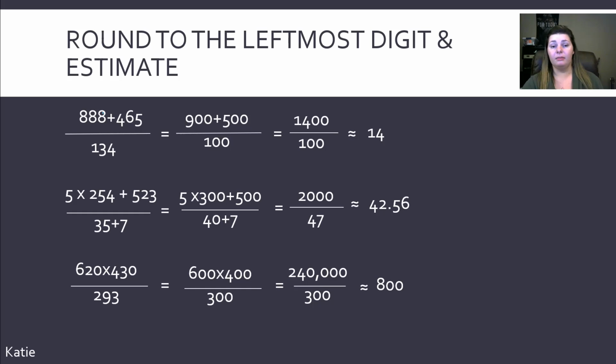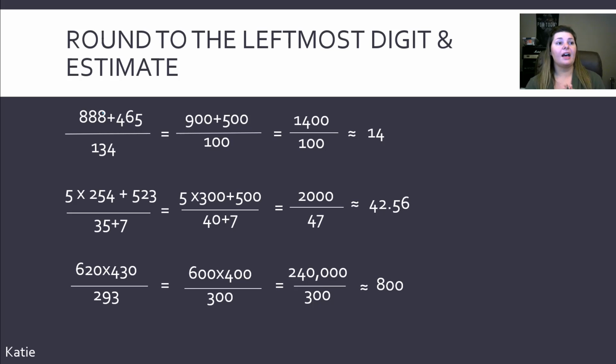Now taking a look at the bottom number, it's 134. So with that, because the 4 is of course below the 5 and the 3 is below 5, what we're going to do is actually round down. And so that equals 900 plus 500 all over 100. So then we just, of course, add those top two numbers, which gives us 1,400 over 100. We divide that, and it equals about 14.